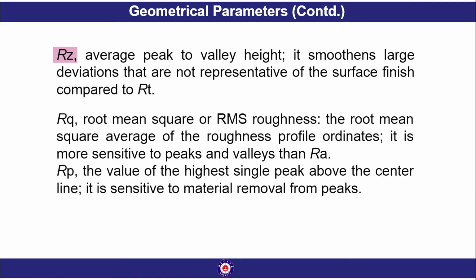Next comes the Rz value, which is the average peak to valley height. It smoothens large deviations that are not representative of the surface finish, corresponding to the Rt value. Then comes Rq, which is root mean square or RMS roughness, the root mean square average of the roughness profile ordinates. It is more sensitive to peaks and valleys than Ra. Then Rp value, the value of the highest single peak above the center line. It is sensitive to material removal from peaks.